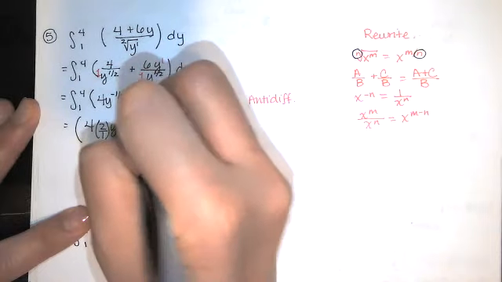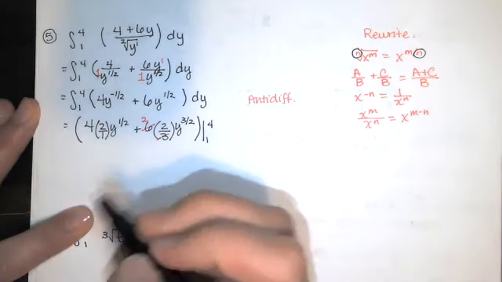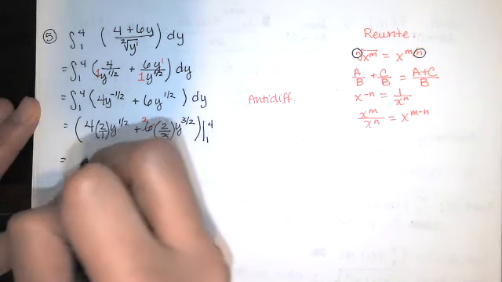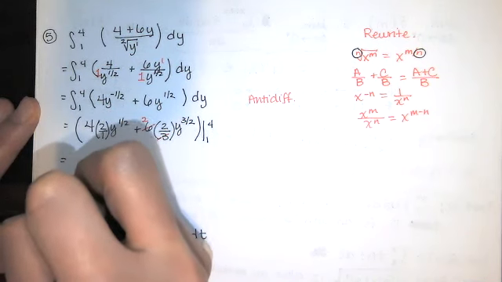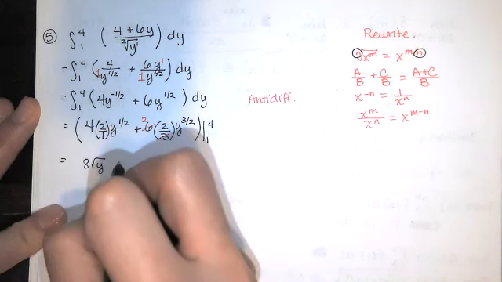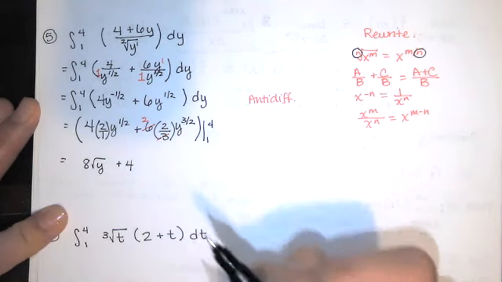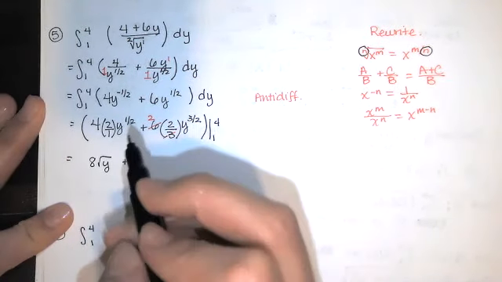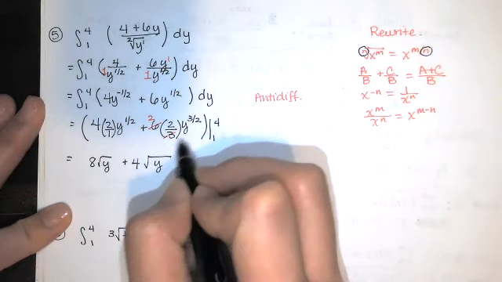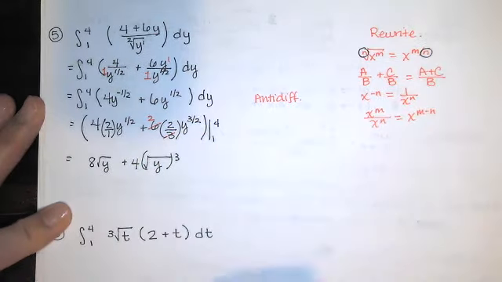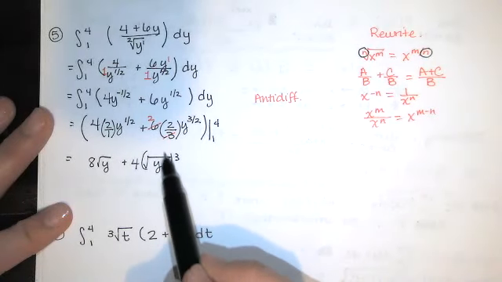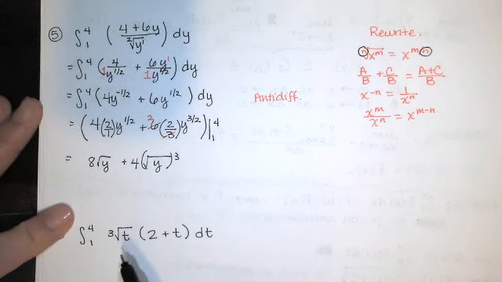3 goes into 6 twice, so this can be simplified. This is 8 times the square root of y. And this is 4 times y to the 3/2. Now I'm going to write that a little differently. That's the square root of y cubed, because that 1/2 power is the square root. If I take that and cube that, I get y to the 3/2.